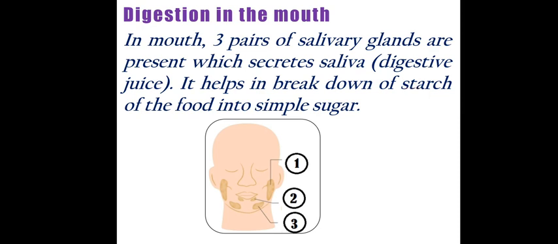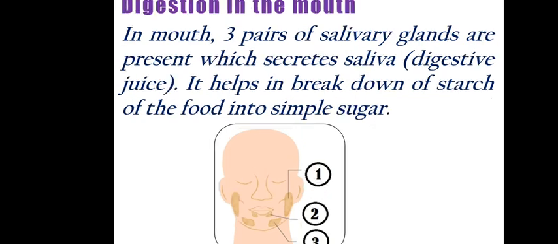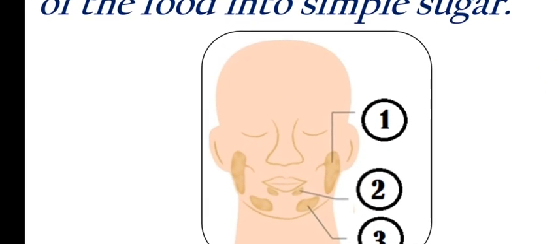So it is available in the food materials. Starch is going to be broken down into simple sugar with the help of saliva, and the saliva is secreted with the help of the salivary glands present in our face. You can see these are 6 in number, or 3 in pairs. So 1, this is the left side gland, this is right, so 1 pair.